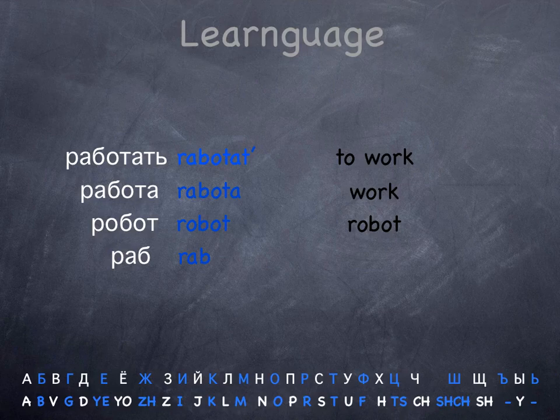Who else does something that people don't want to do? Well, let's just continue breaking down the words. We go from robot to rab, and that's slave. Well, look at that. We had slave, robot, work, to work. It all starts making a lot of sense, right? Rab, robot, работать. There you go. Some basic Russian. And you can do this with a lot of words.